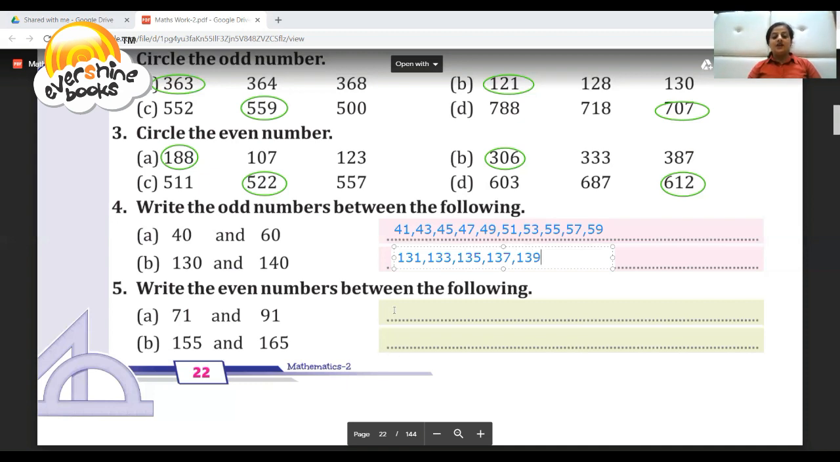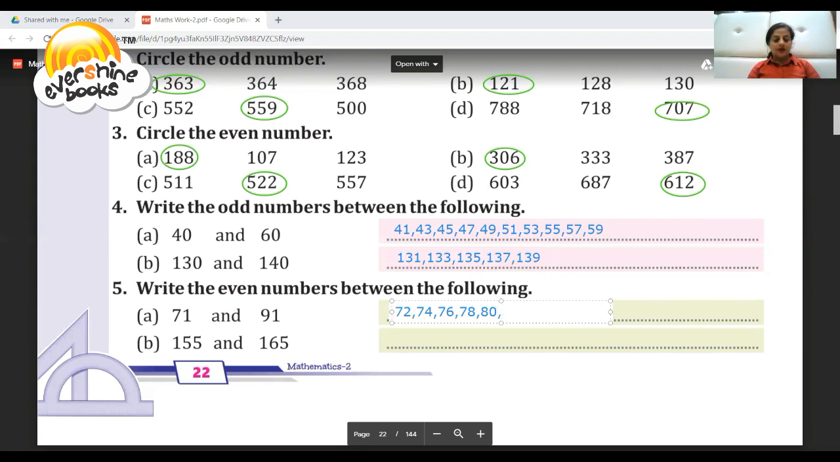Next is write the even numbers between the following. That is, we have to write the even numbers. Even numbers always have 2, 4, 6, 8 and 0 at one's place. Yes, at one's place. So we are going to start with 72, 74. It is like skip counting also. 74, 76, 78, 80. Because 80 has 0 at one's place, it is also called an even number.